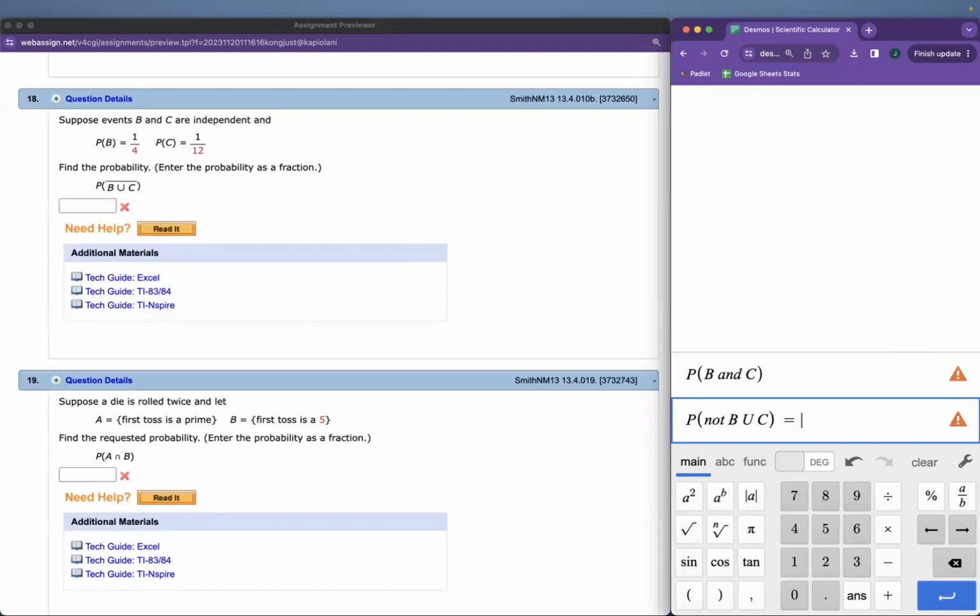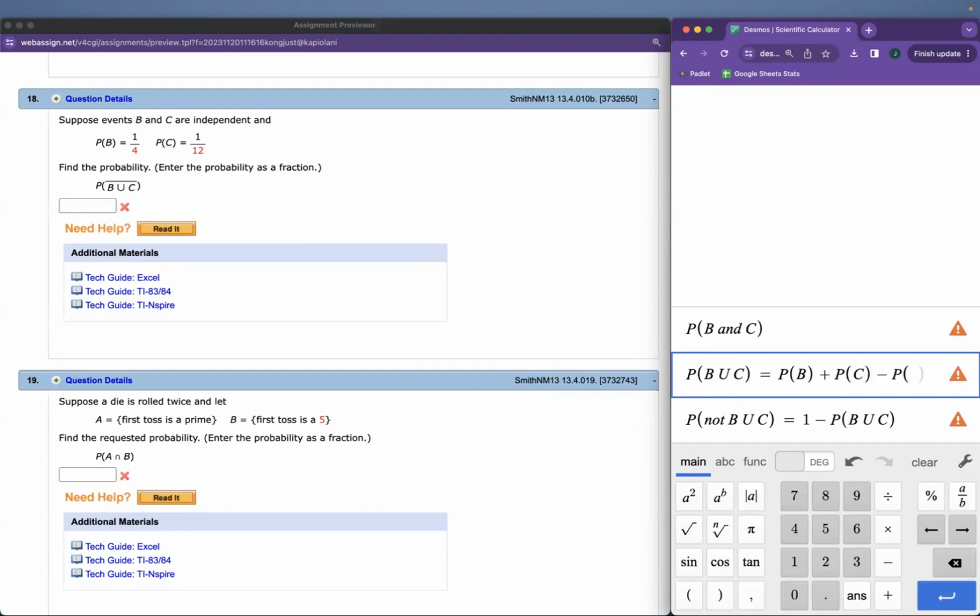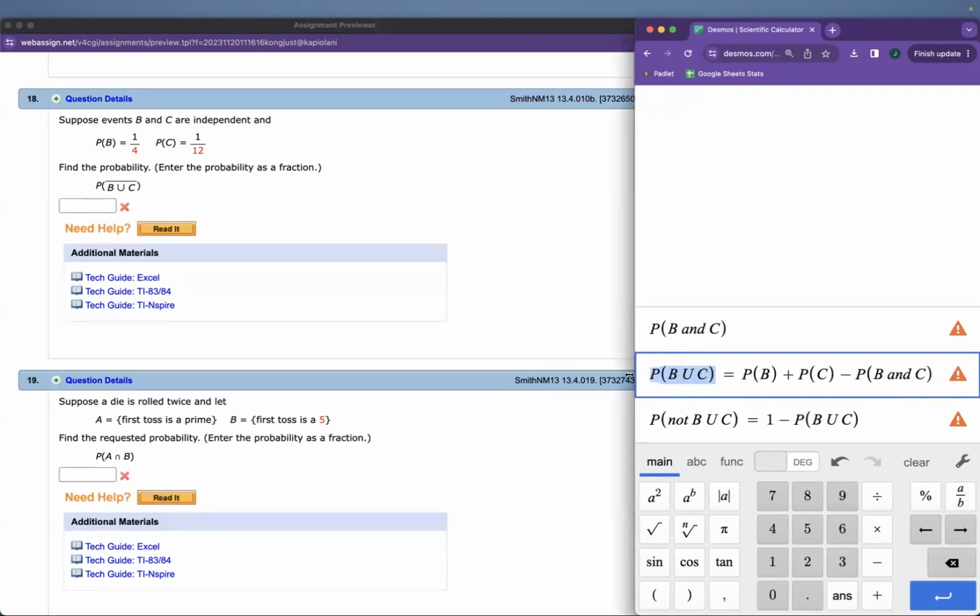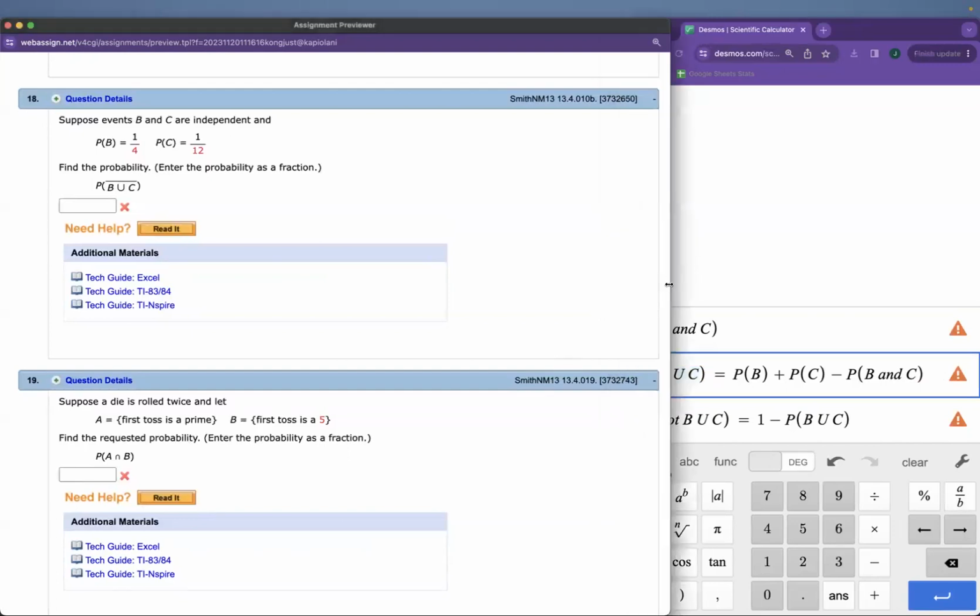So the probability of not B union C, this is what I'm after in the end result, right? That's equal to 1 minus the probability of B union C. That's the law of complements. And what's the probability of B union C? Well, according to my notes, probability of a union is the probability of the first thing plus the probability of the second thing minus the probability of their intersection. This is just following what I know from my 13.4 notes.